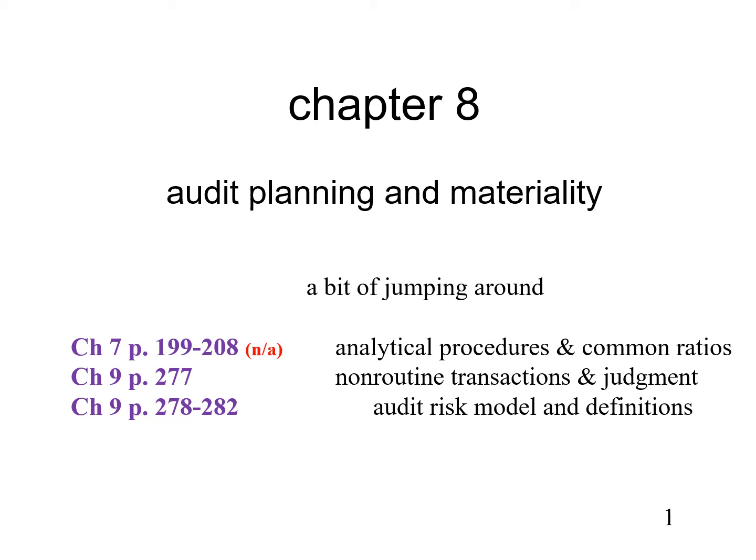We're going to look at a few pages of Chapter 9 about non-routine transactions and judgments. There's 4 pages in Chapter 9 about the definitions of the elements in the audit risk model. The audit risk model I find to be very, very important, so that'll come into most lectures from here on out. A little jumping around today.